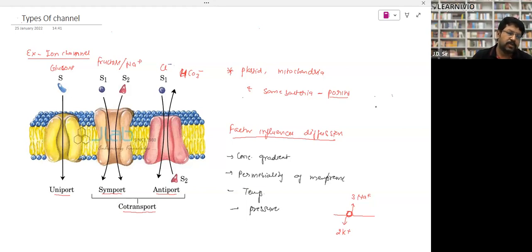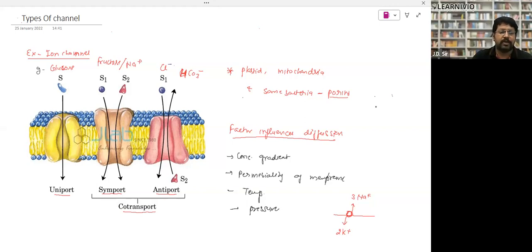Here you can see there are two types of channels, uniport and co-transport. Uniport channels transport only one substance in one go, in either direction, from outside to inside or inside to outside. For example, glucose is transported with the help of uniport. But some channel proteins transport two substances in one go, either in the same direction or in opposite directions.